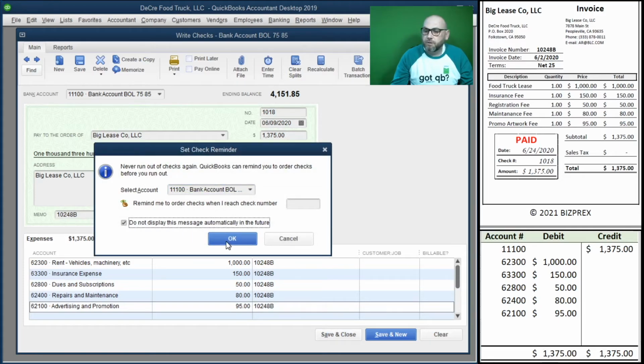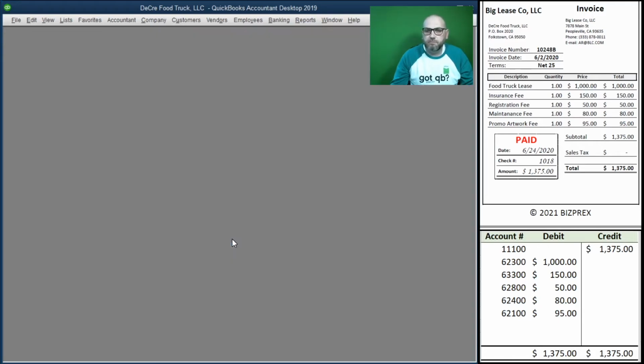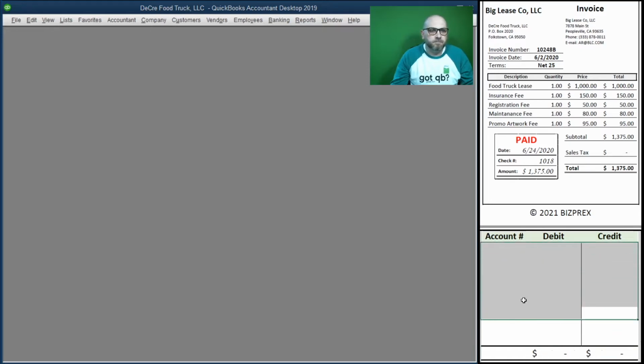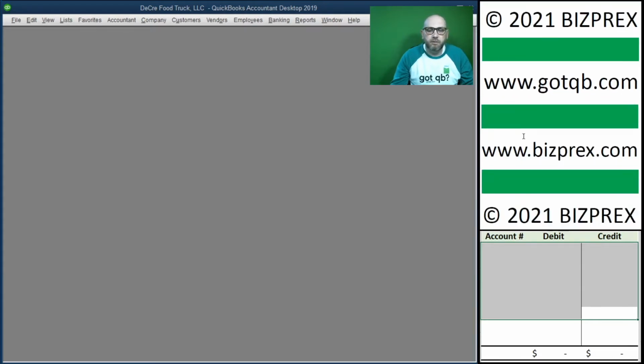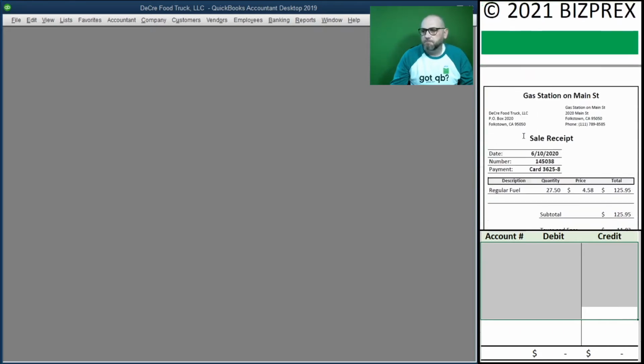Check reminder. Never run out of checks, right? God bless QuickBooks. They're very user-friendly. They remind us, right? So, well, we don't need to do that right now. Okay, so we're good with booking invoices that we paid. Now we're going to move and book credit card receipts.